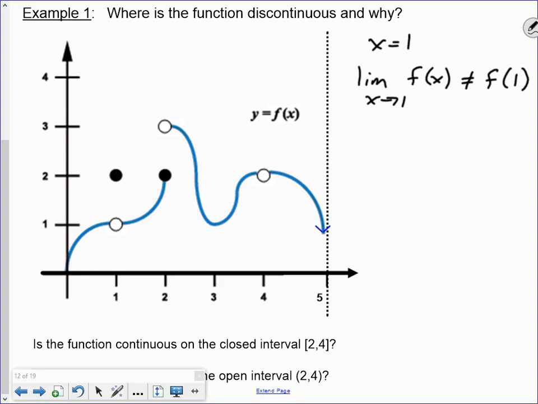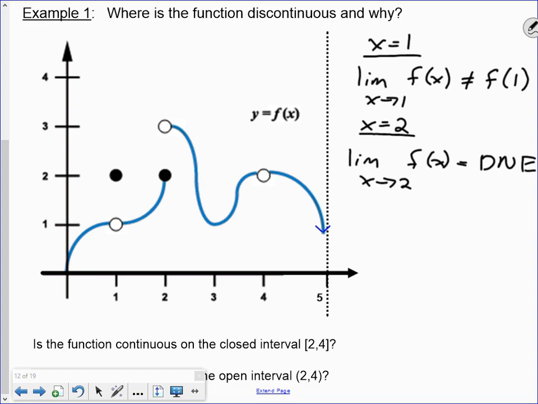The next place it's discontinuous is at x equals 2. Why is it discontinuous at x equals 2? Well, the function exists. The first condition is satisfied because of that black dot there. But the second condition, that the limit has to exist, so the limit as x goes to 2 of f at x does not exist. So condition 2 is not satisfied. The limit as x tends to 2 of f at x does not exist.